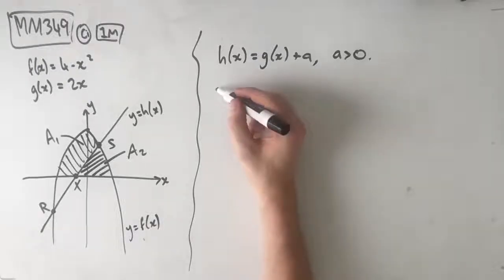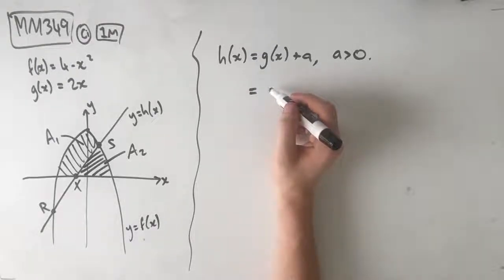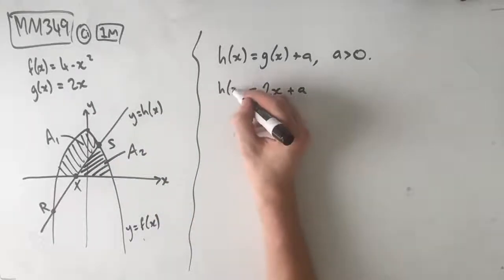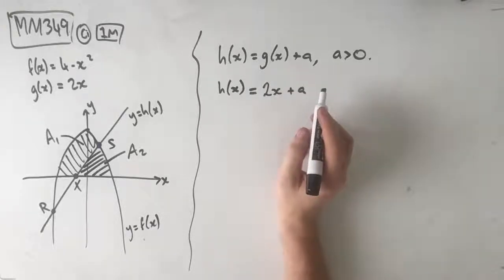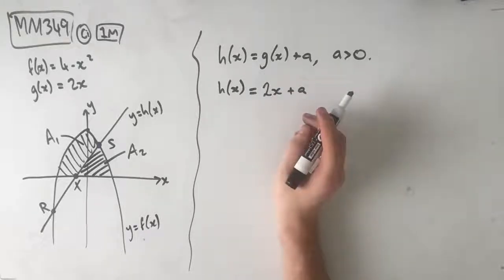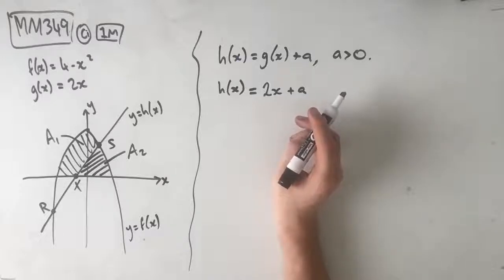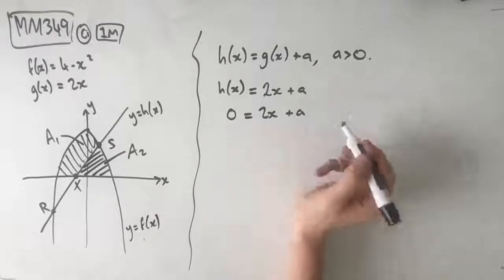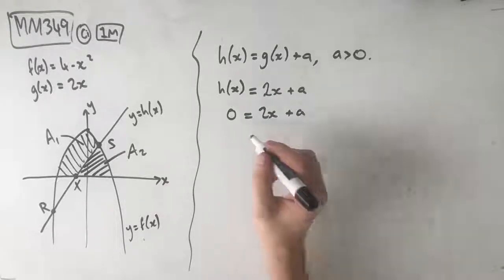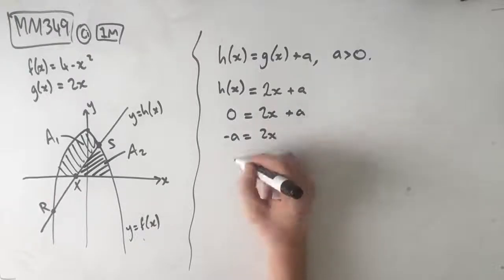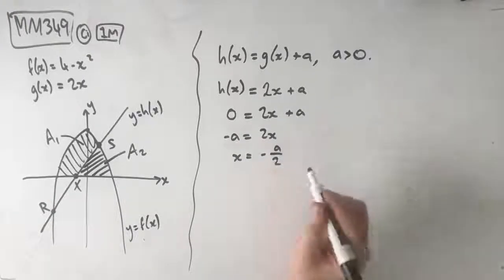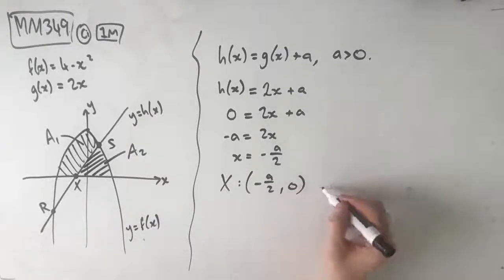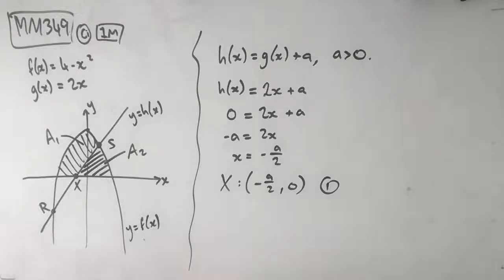Awesome. So if we know that h of x is equal to g of x plus a, and g of x is equal to 2x, that means that h of x equals 2x plus a, right? That's all good. If we're looking for the point of intersection with the x-axis, we're looking for the x-intercept, right? Which means that our y value is going to be 0. So 0 equals 2x plus a. And we're looking for our x value in terms of a, which means we get negative a equals 2x. So therefore x equals negative a over 2. So our x coordinate occurs at negative a on 2, 0. That's our first and only mark for part CI.